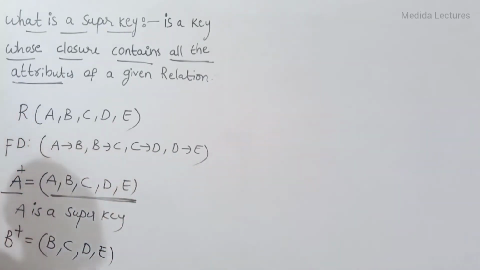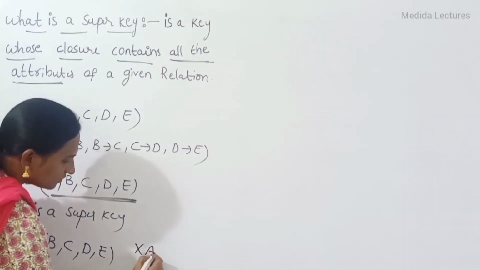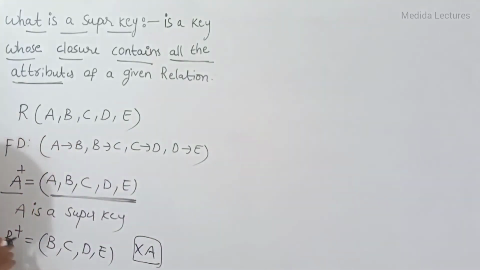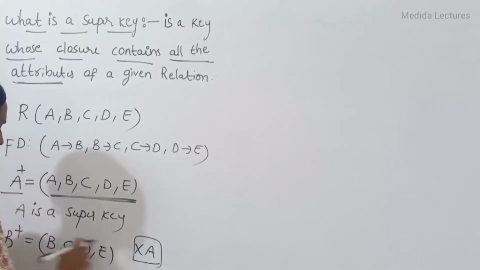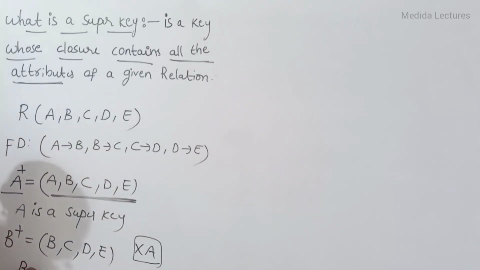Can I determine A? In this we cannot determine A. So B closure consists of only B, C, D, E attributes; there is no A attribute. If B were a super key, then it would consist of all the attributes. But here B closure consists of only B, C, D, E, and there is no A attribute. So B is not a super key.